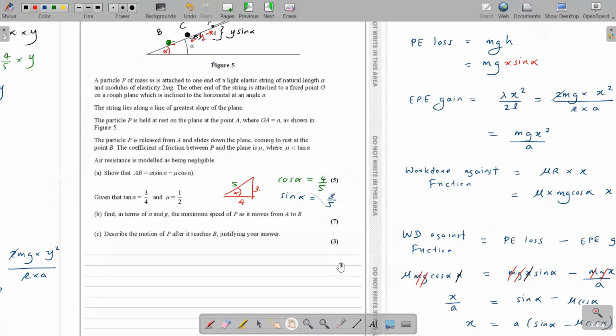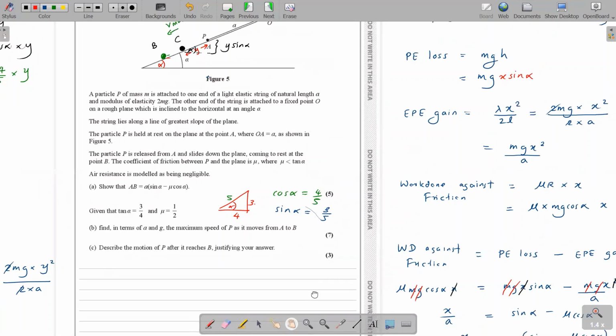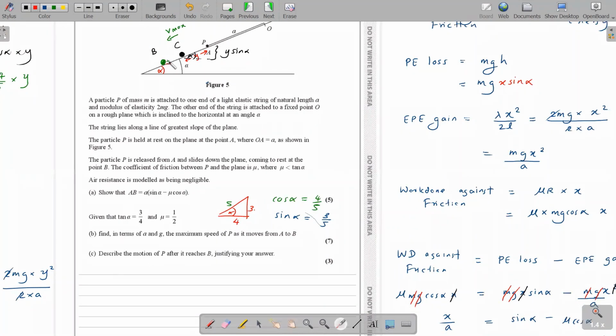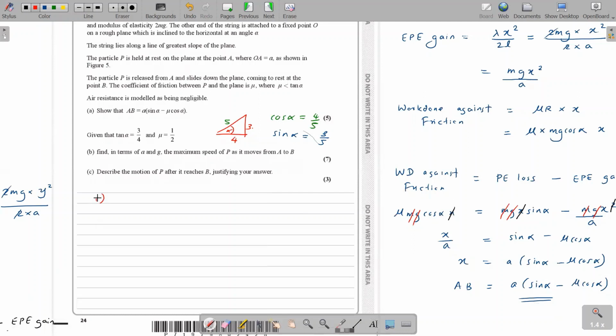So moving on to part C, they say describe the motion of P after it reaches B, justifying your answer. So you have to describe what happens to the particle when it comes to B. You realize that you release at B, then it comes to the maximum velocity at point C, and then it again slows down and comes to B. So after reaching B, is it going to stay at rest at B, because it's fully stretched now? So your task is, will it go up again, or will it actually stay there at rest?